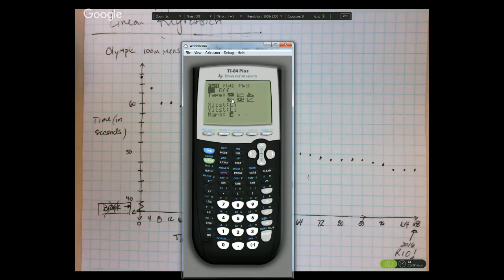Type, you can do a dot. That's just what it does. List 1 and list 2 again. And then set your window.